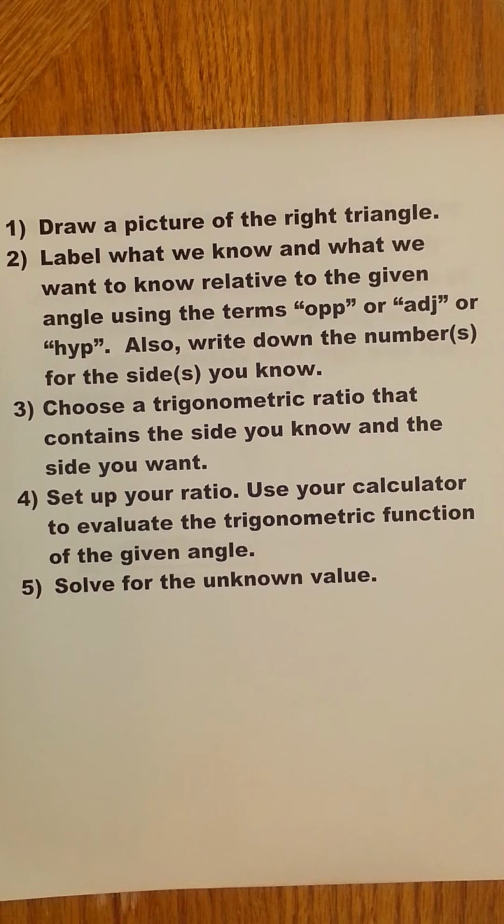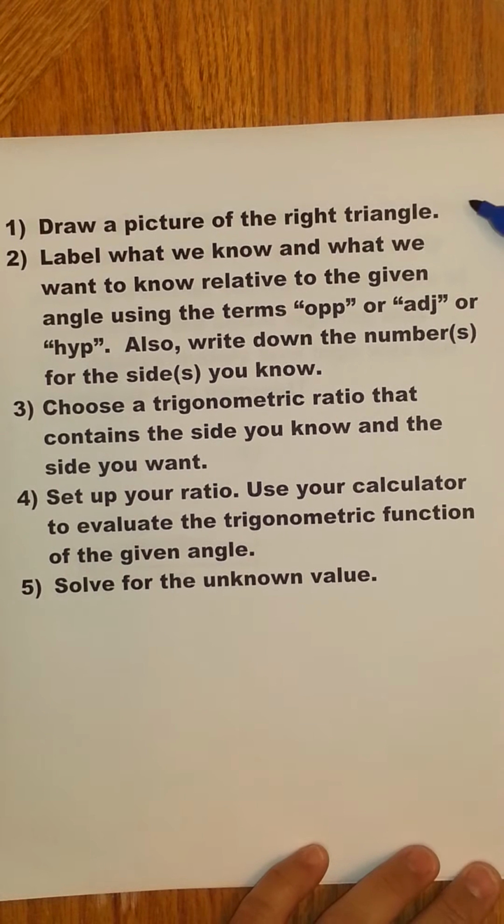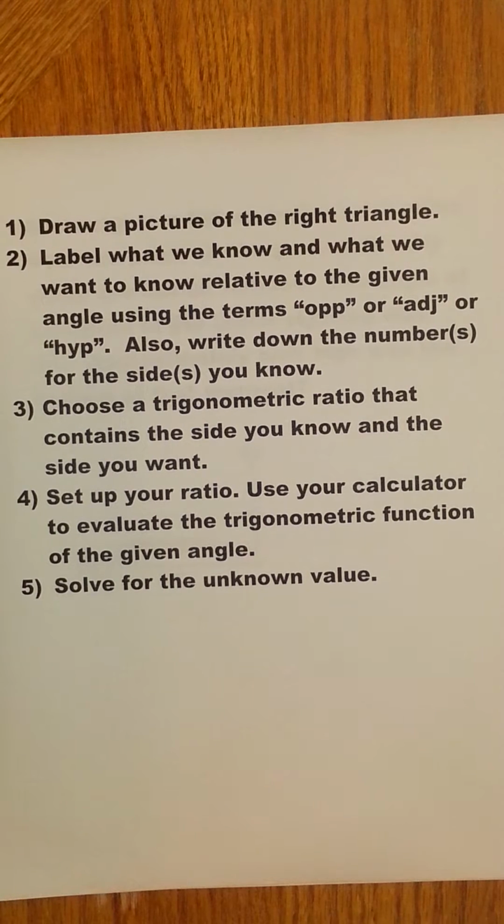Hello, today we're going to look at some right triangle applications, and specifically we're only going to be working with one right triangle. Now the process that I follow when I'm solving a right triangle application is the following. I read the problem and I draw a picture of the right triangle, and then I label everything they tell me that I know and everything that I want to know relative to the given angle. And I use the terms opposite, adjacent, or hypotenuse. And of course I fill in the numbers.